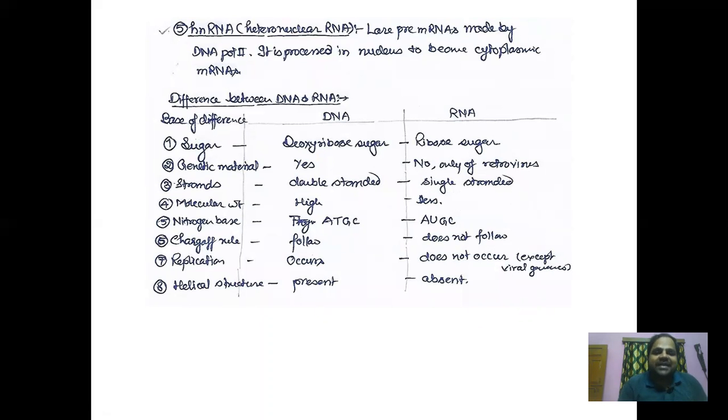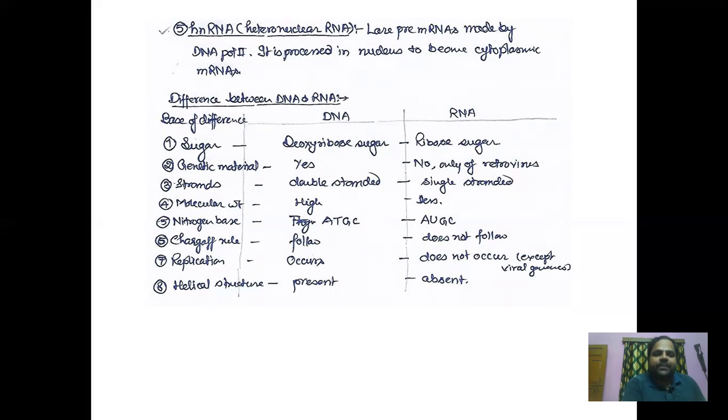Another one is hnRNA, heterogeneous nuclear RNA. These are large pre-mRNAs made by RNA polymerase II. It is processed in the nucleus to become cytoplasmic mRNAs. As I told, most of the RNAs are produced in their nascent form, called pre-mRNA. But for the formation of mature mRNA, some processing happens. So before processing, the unprocessed or immature mRNA will be called hnRNA or heterogeneous nuclear RNA.